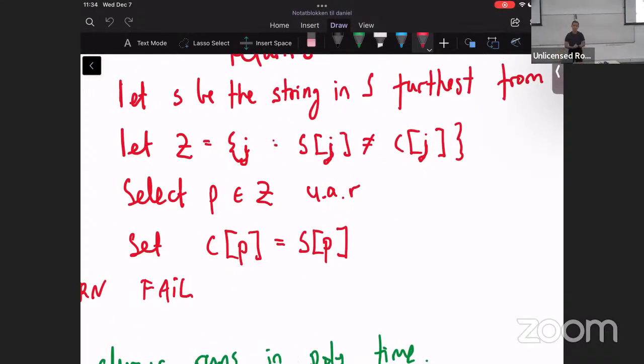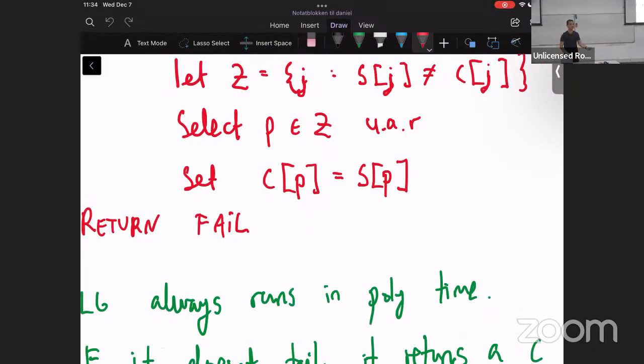What are we going to do? S is some string that is furthest away from it. It's at least 1 plus epsilon opt away from it. And now you look at the positions where S and C differ. There's at least 1 plus epsilon opt of them. And what we're going to do now is select one of these positions uniformly at random, and flip the center string to S's character in that position.